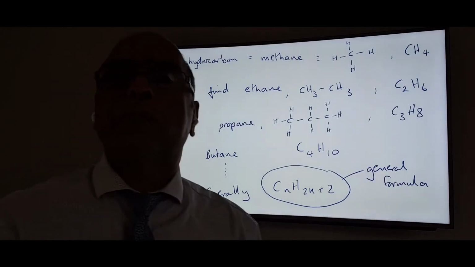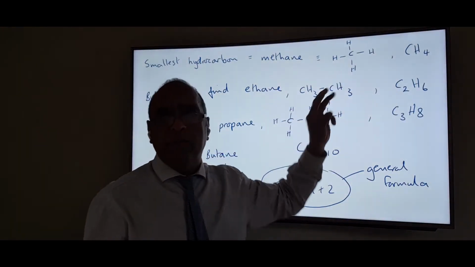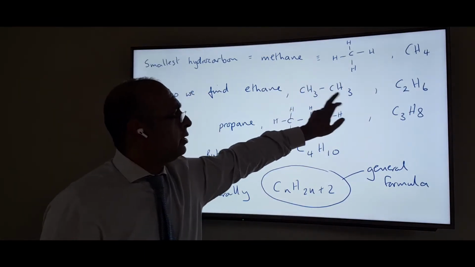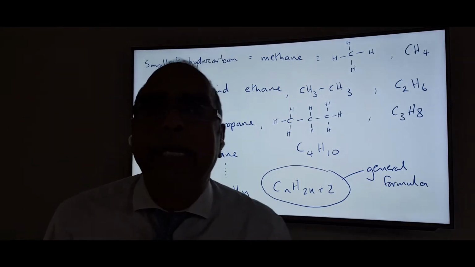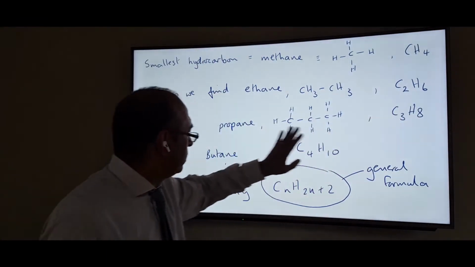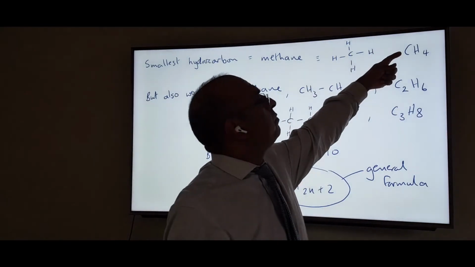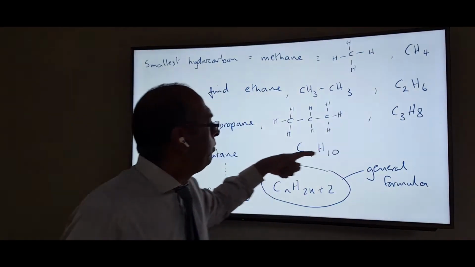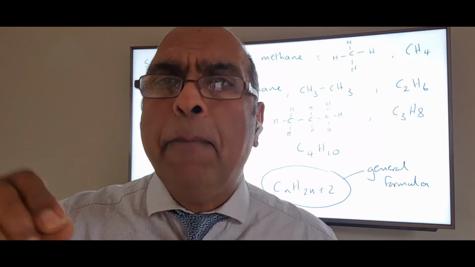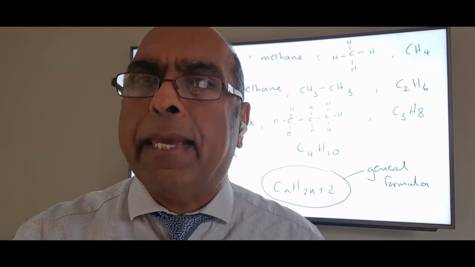So let's talk about having one carbon. One carbon, 4 hydrogens: methane. 2 carbons, 6 hydrogens: ethane. 3 carbons, 8 hydrogens: propane. 4 carbons, 10 hydrogens: butane. Methane, ethane, propane, butane. Can you see a pattern? The pattern is that every member within that group is 1 carbon bigger and 2 hydrogens bigger.